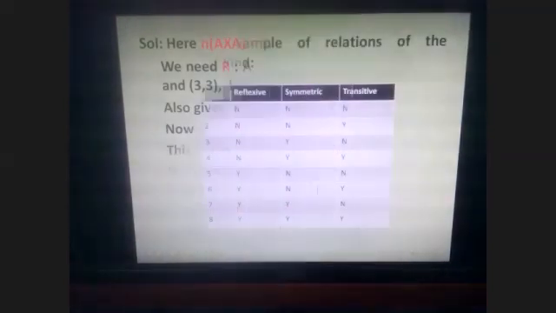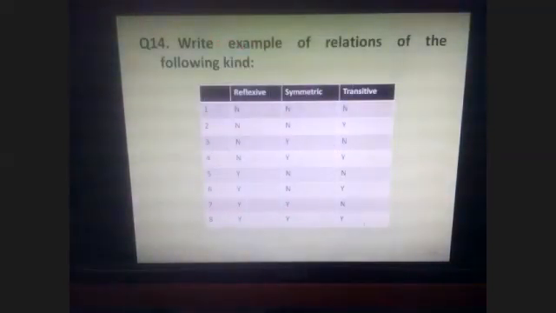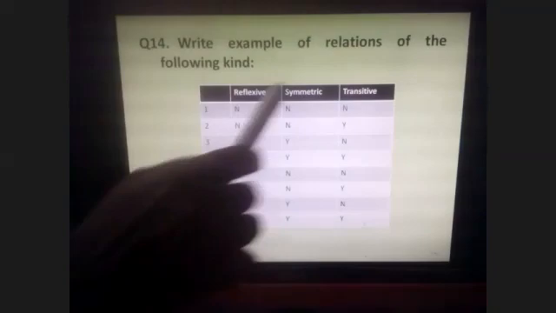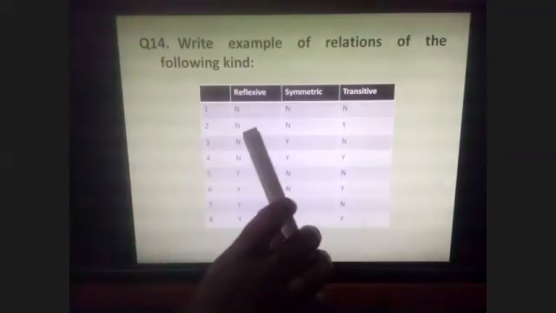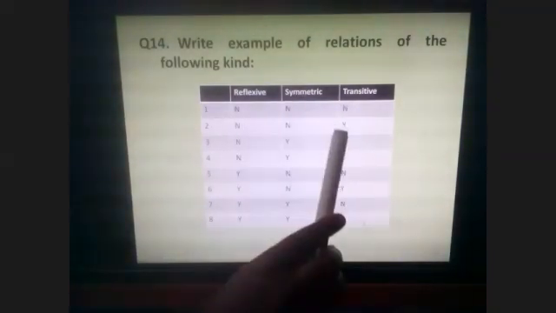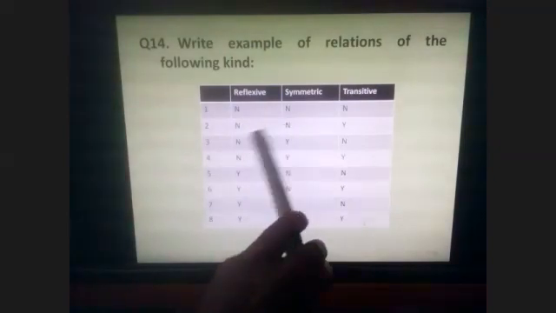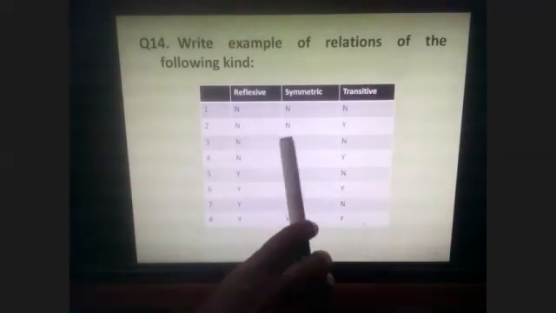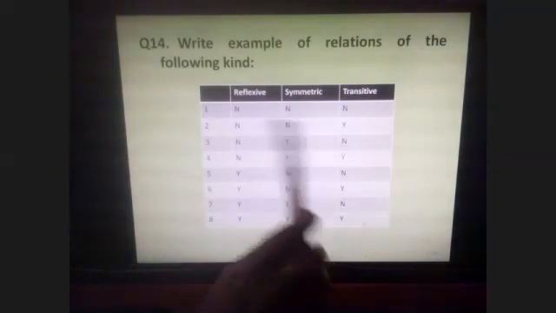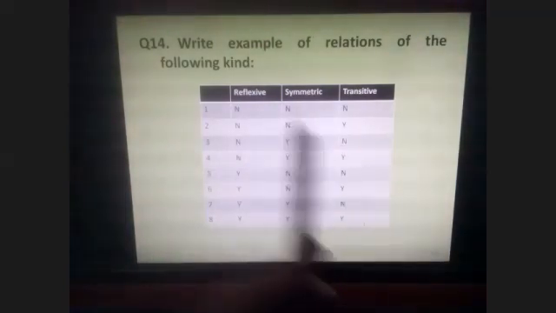Okay. Well, your question now. Write examples of relations of the following kind. Now I am picking up all kinds here. Can you read this? Reflexivity, symmetry, and transitivity. I need all: not reflexive, not symmetric, not transitive, all possibilities. Then only transitive, not reflexive, not symmetric. Here, not reflexive, symmetric, but not transitive. I want examples for all kinds of relations.